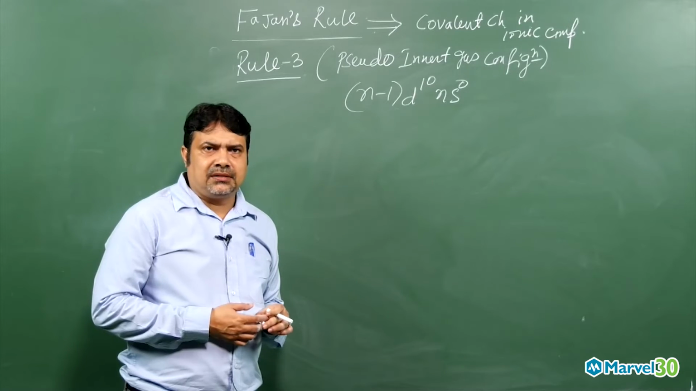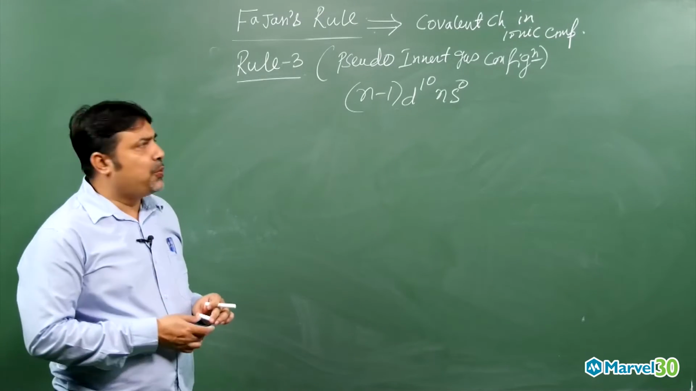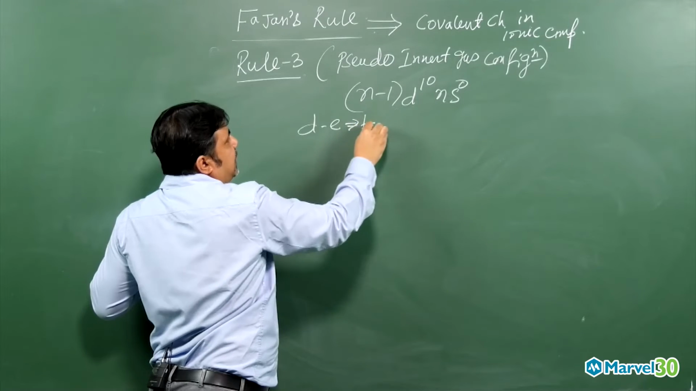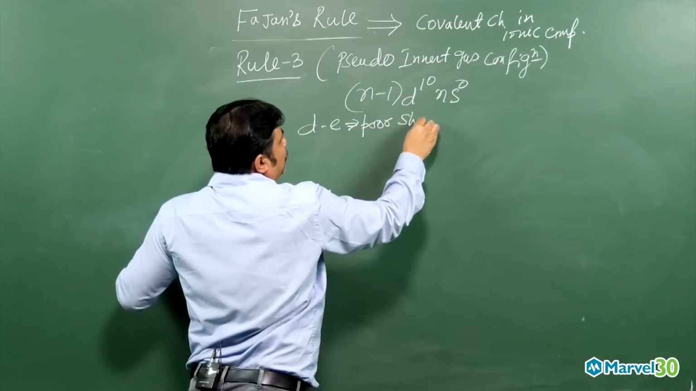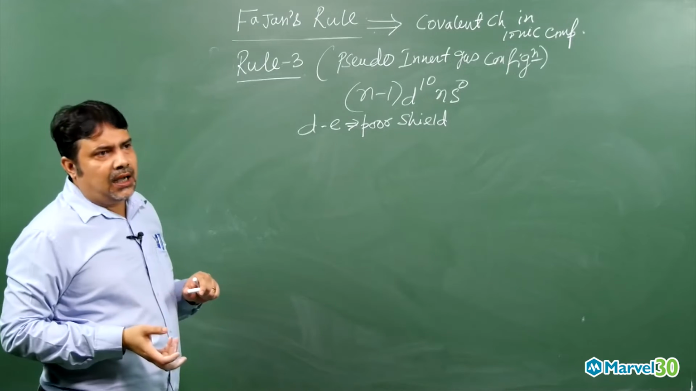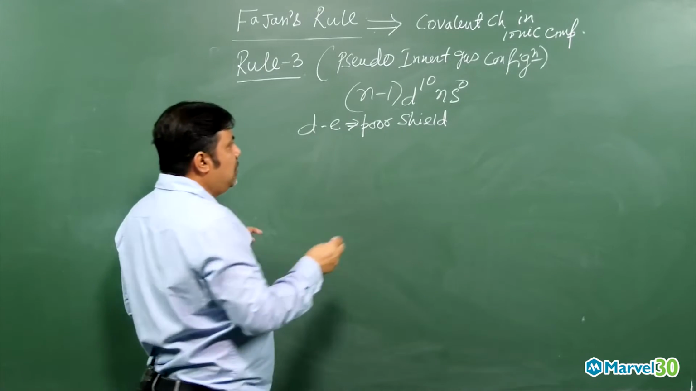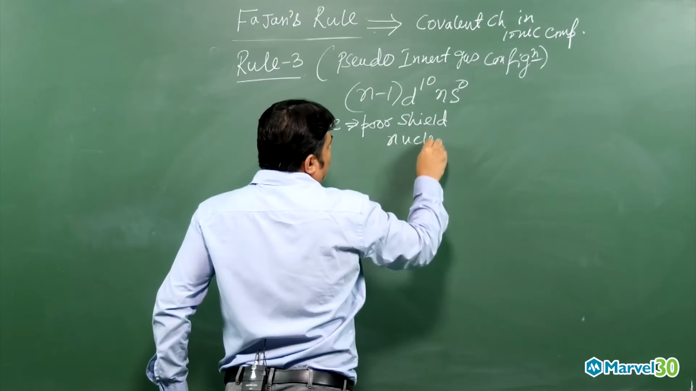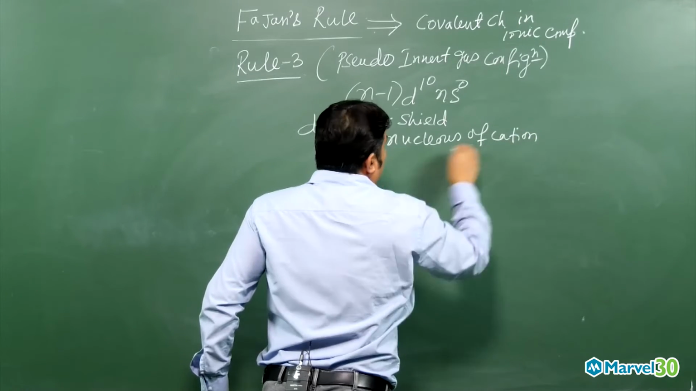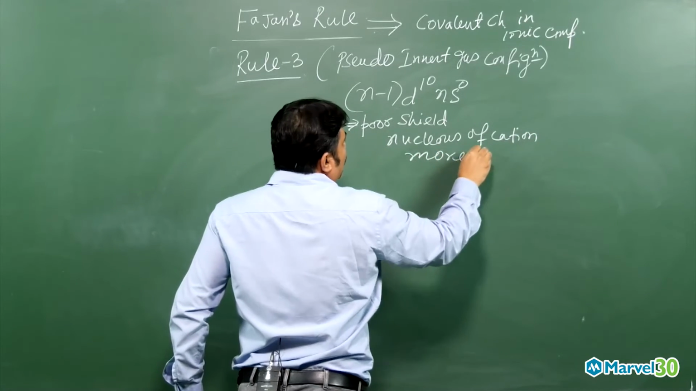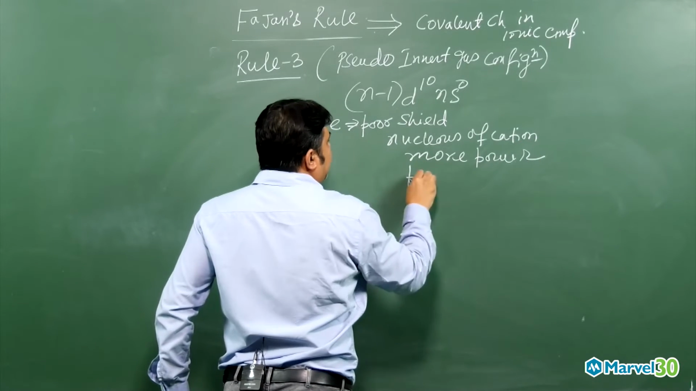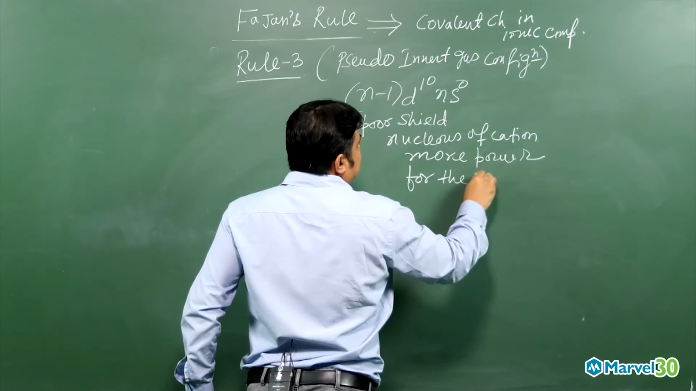You know the d orbital has poor shielding. When the d electron is there, it has poor shielding. Because of the poor shielding, the nucleus will be exposed and more powerful. The nucleus of the cation is more powerful, with more power for polarization.